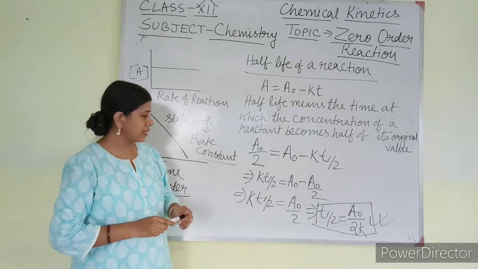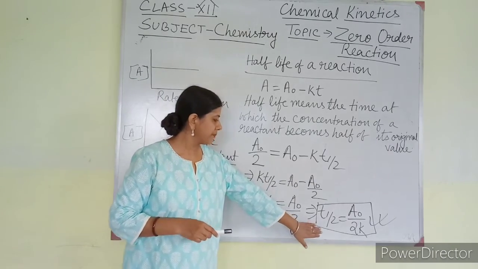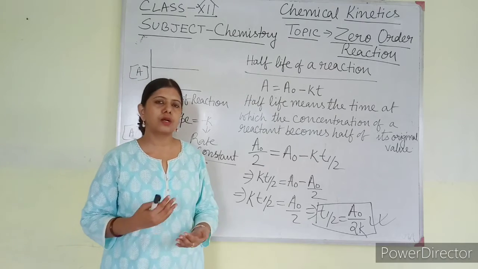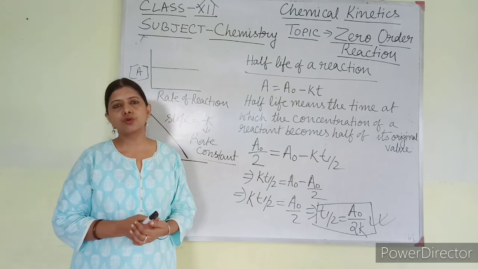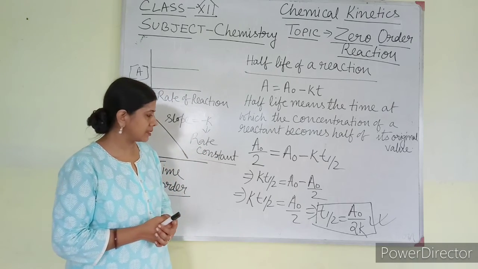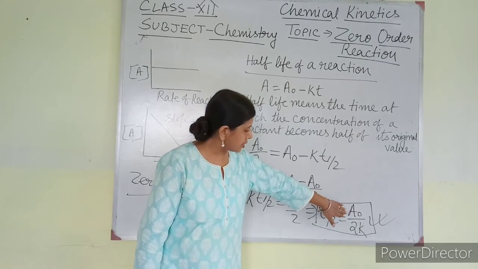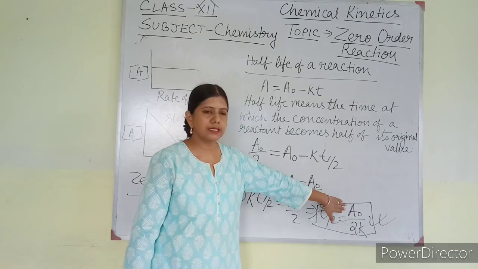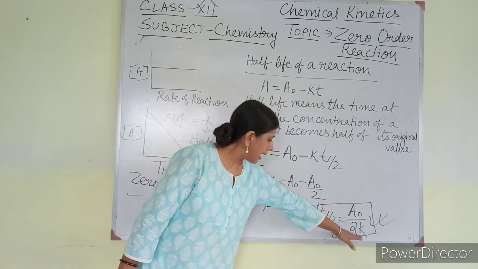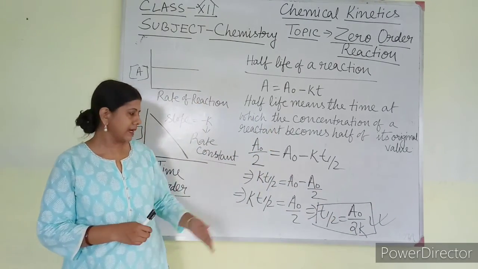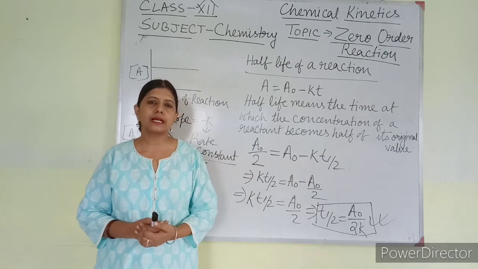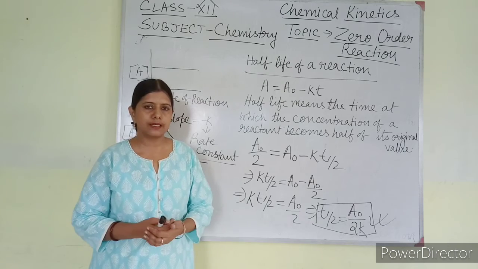So I hope you have understood what T half is. If the question comes that the half-life period of a zero-order reaction depends upon which factors, the two factors are the initial concentration of the reactant and the rate constant. A naught is the initial concentration of the reactant and K is the rate constant. This is for zero-order reaction. For first-order reaction I will explain in my next video.